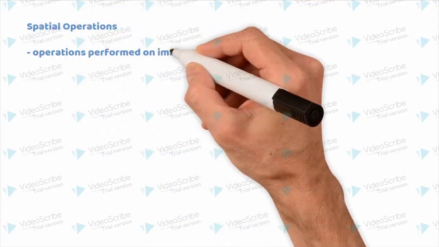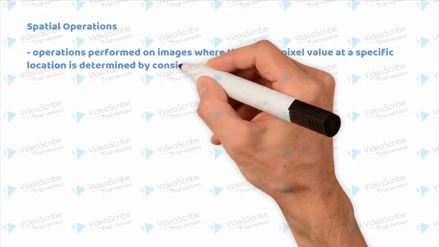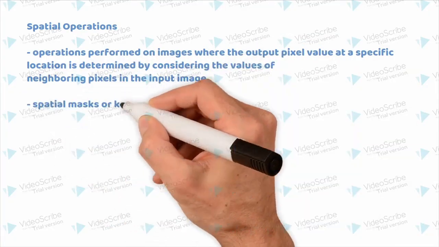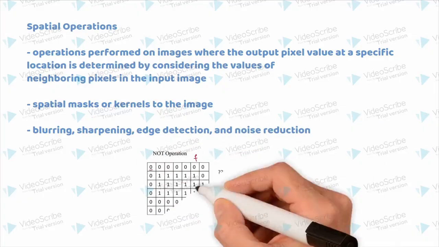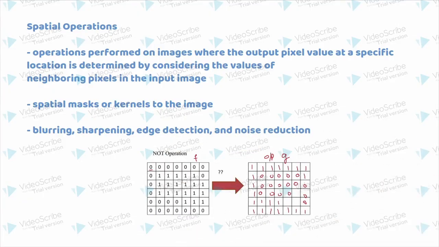Spatial operations refer to operations performed on images where the output pixel value at a specific location is determined by considering the values of neighboring pixels in the input image. These operations involve applying spatial masks or kernels to the image, where the mask coefficients define the operation to be performed on the pixel and its neighbors. Spatial operations are used for tasks such as blurring, sharpening, edge detection, and noise reduction, among others. They take into account the spatial arrangement of pixels and are often used to enhance or modify specific spatial features within an image.